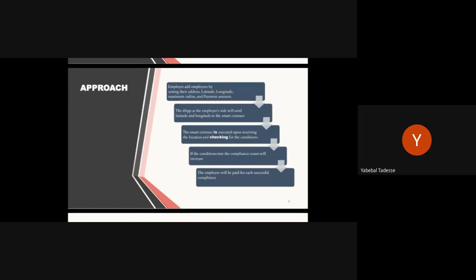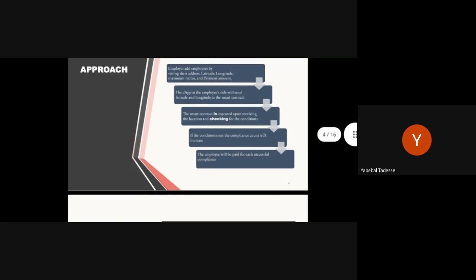First, I designed a mobile app for the employer, so that he could add an employee using the employee's address, the latitude, longitude, the maximum radius, and the payment amount per compliance. Then we have to design the app for the employees' side, from which they can just agree with the agreement and send their latitude and they get paid for that.